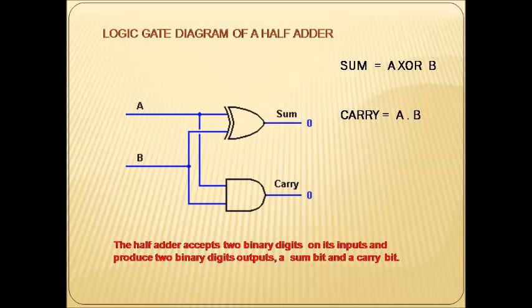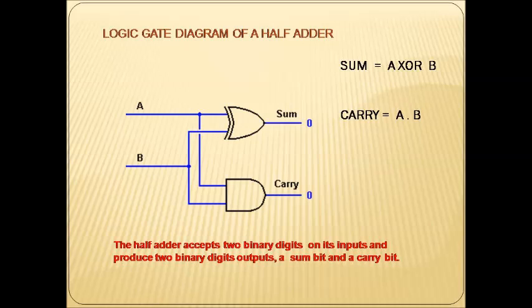Here we have the logic gate diagram of a half adder. If you consider the truth table of a half adder, you can see that the sum values are equal to the XOR values. Let me repeat again. The values in the sum column are equal to A XOR B. So that is why I am representing sum is equal to A XOR B. And when you consider the carry column, the values are equal to the values of A dot B. So the logic gate diagram of a half adder looks like this.